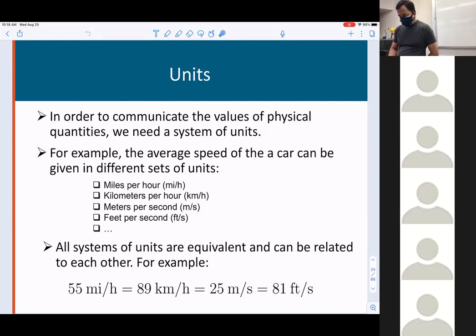Yeah, miles per hour. So here's the same thing with speed. It's the same physical quantity, speed. It is made up of the same fundamental quantities, length over time, but you can express it in many different units: miles per hour, kilometers per hour, meters per second, feet per second, and so on. And you can convert between units. 55 miles per hour is the same as 89 kilometers per hour, which is the same as 25 meters per second, which is the same as 81 feet per second.